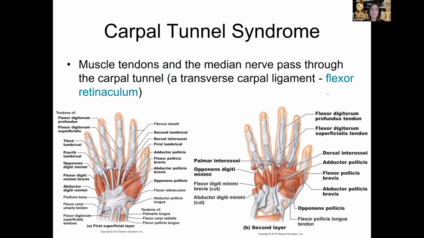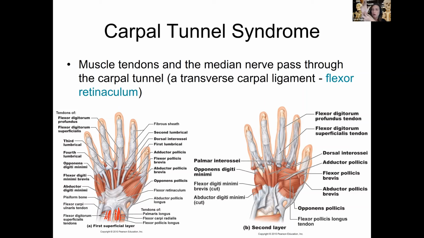Carpal tunnel is where the tendons that are running, so we call these your flexor muscles, remember, and they flex the wrist and the fingers. All of the flexor muscles are actually down here in your forearm, and as they move up through the wrist, they turn into tendons. You can see all these tendons in here. You can probably feel them also. If you feel in your wrist, you can feel all those tendons in there. It feels like little cords.